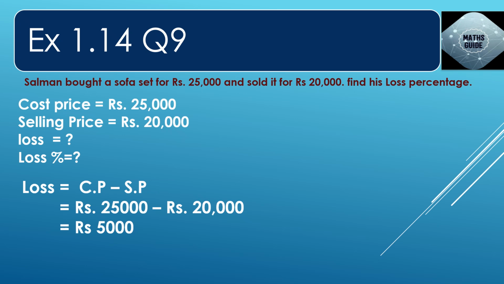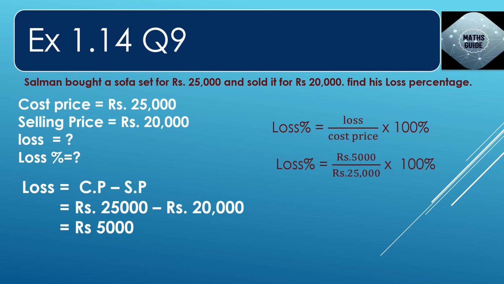Now let's put the value of loss into the formula to find the loss percentage. We will write the value of loss, that is 5,000, divided by the cost price, which is 25,000, into 100% to find out the percentage of loss. Now divide by 1000 to simplify it. Now this 5 is multiplied by 100. We get 500 divided by 25 and the answer is 20%. So the loss percentage is 20%.